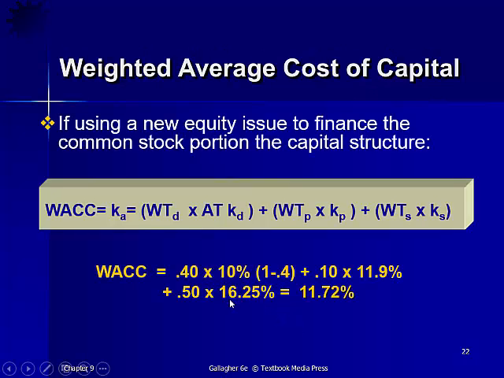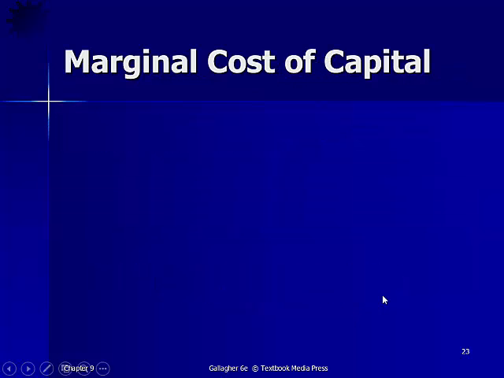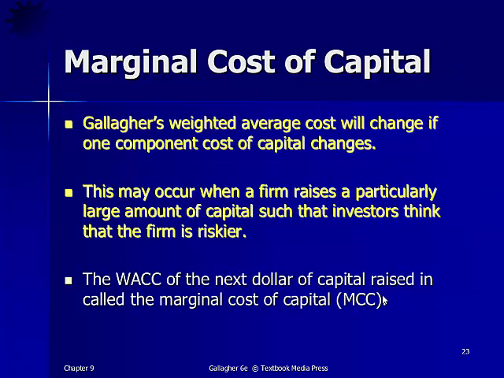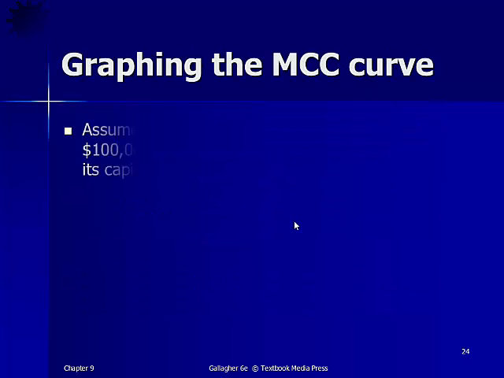If, on the other hand, the equity portion is coming from new common stock, then this number becomes 16.25%, and our weighted average cost of capital is 11.72%. Now, the cost of capital may vary depending on how much capital you need to raise, and so we're going to look at that issue next.